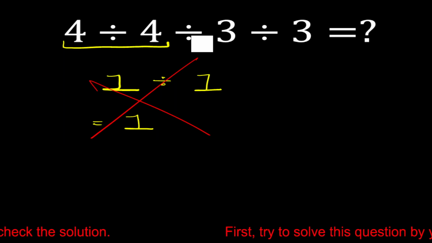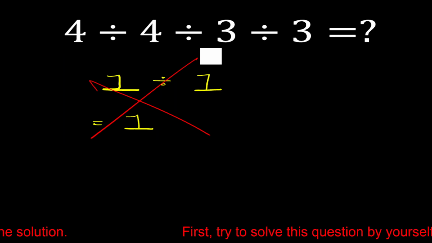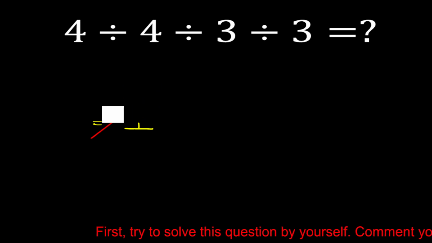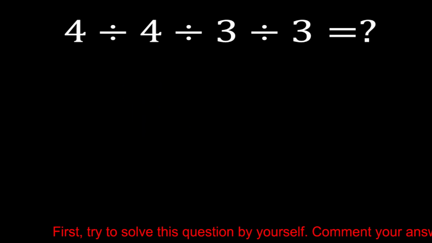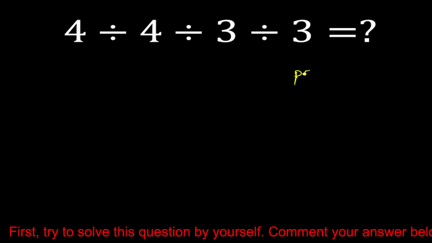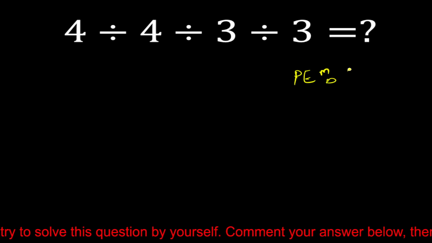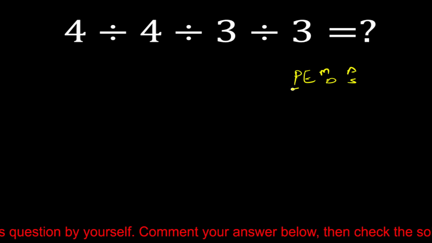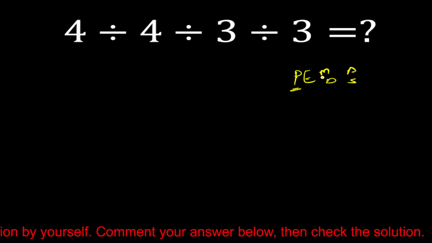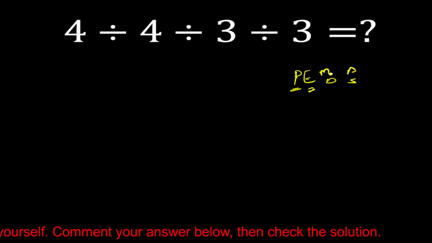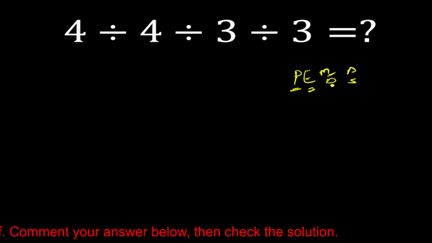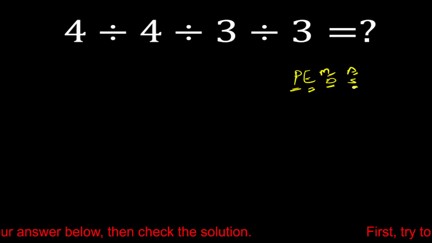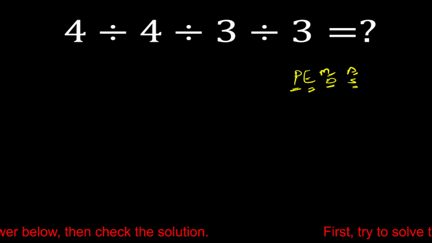Now let's solve this problem correctly by using the PEMDAS rule. So according to the PEMDAS rule, P means first priority is parenthesis, E means second priority is exponent, M means multiplication, D means division. Both have equal priority, okay? A means addition, S means subtraction, also both have equal priority.